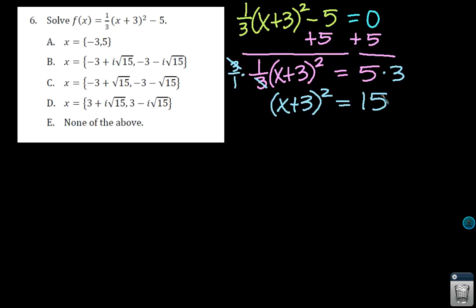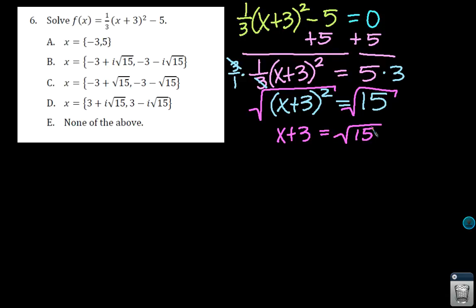And my next step is why this is called the square root method. I'm going to take the square root of both sides of the equation. Taking the square root of a value squared will cancel out that exponent. It cancels to 1, and anything to the first power is itself. So x plus 3 equals the square root of 15.